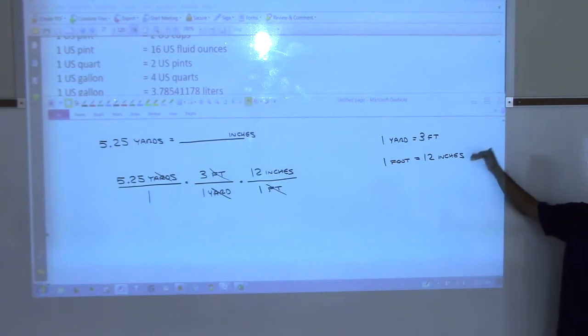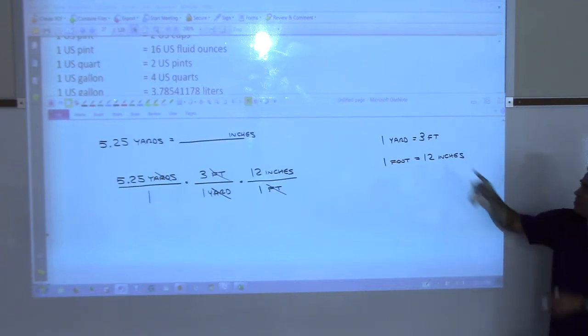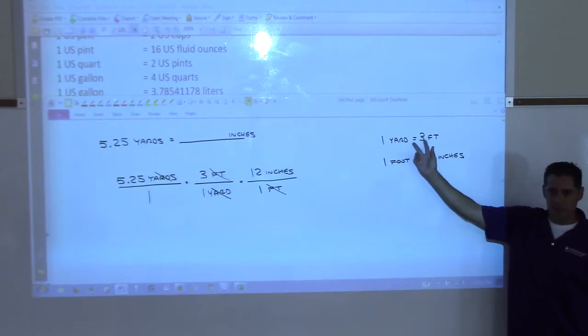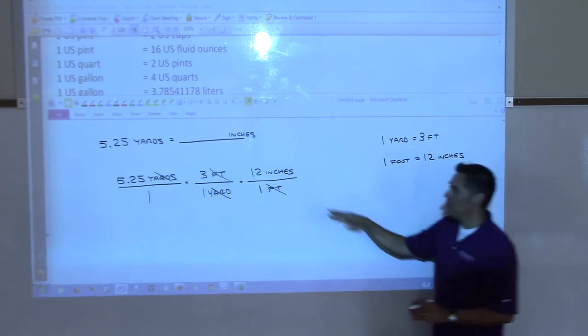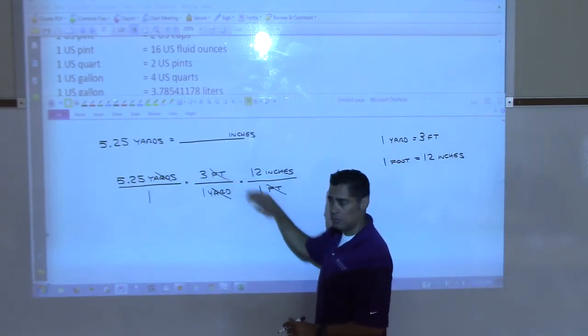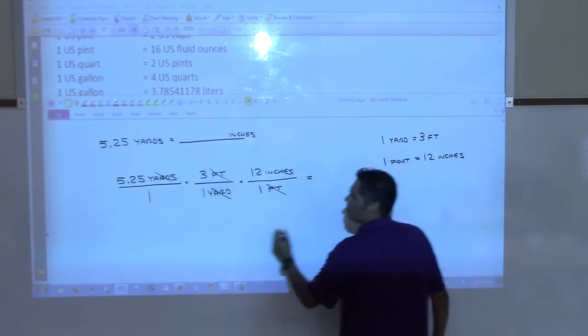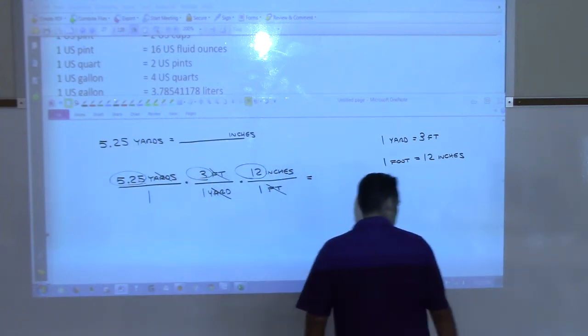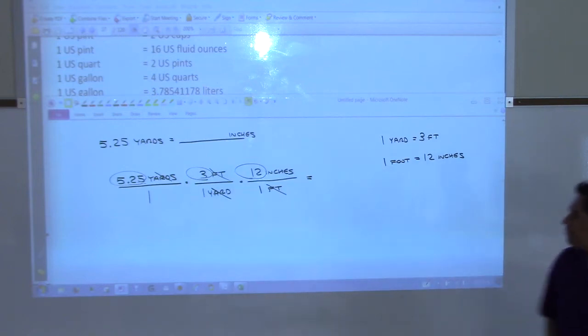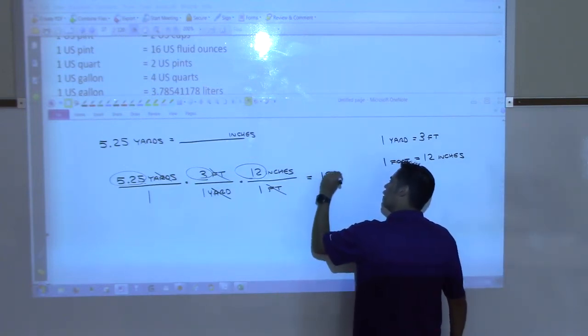Okay, so do y'all understand? This is the beginning of class. We have two equivalence relationships. We can set up proportions either way with these. There's two different versions of this, two different versions of that. We use what we need to make our units cancel. All right, so then we multiply. We're going to go this times this times this and divide all that by what? 1. 189 even? Okay, so 189 inches.